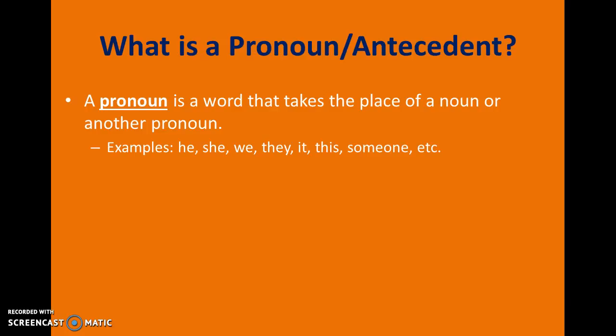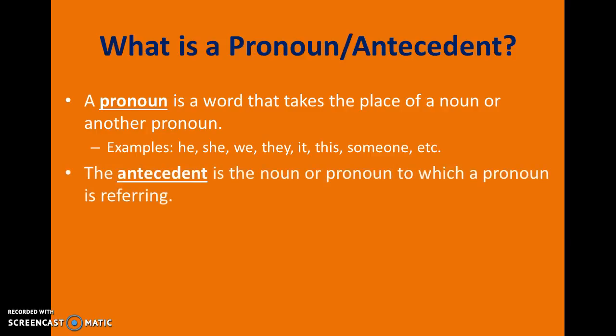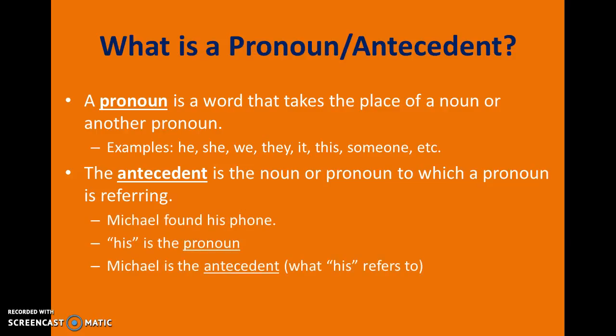Well, most of you probably know that a pronoun is a word that takes the place of a noun or another pronoun. So for example, some pronouns are he, she, we, they, etc. The antecedent is the noun or the pronoun to which a pronoun is referring. So, for example, in the sentence, Michael found his phone, his is the pronoun because it's taking the place of a noun, and Michael is the antecedent. It is what his refers to. Michael is the his. Because you wouldn't say Michael found Michael's phone, you use the pronoun his to take the place of that noun.